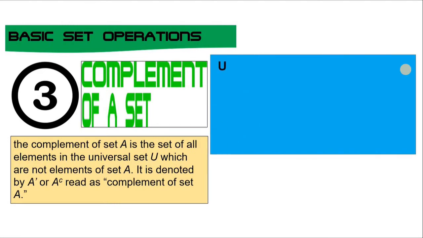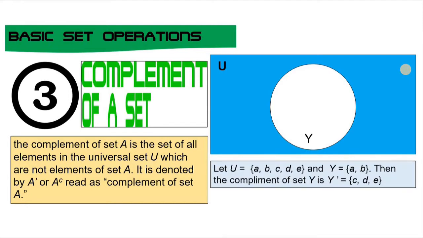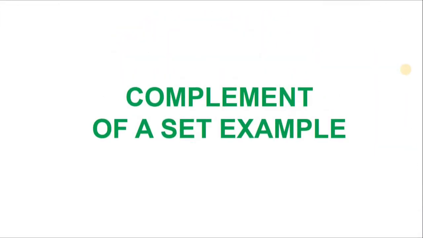By illustration, that's our universal set, and this is set Y. Let U be A, B, C, D, E, and let Y be A, B. What are the elements that can be found in the universal set that are not in set Y? That is C, D, and E. So Y prime is shaded. That's the complement of set Y. To give us more examples, let's watch.